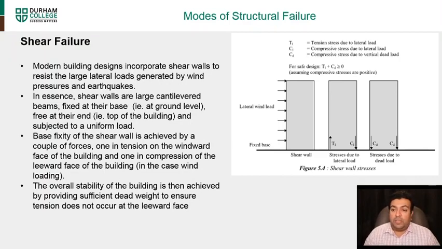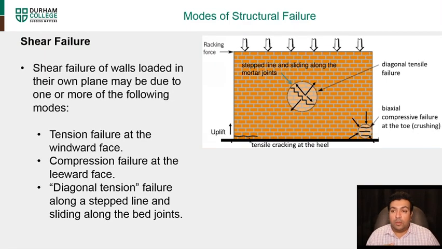So base fixity of the shear wall is achieved by a couple of forces, one in tension on the windward face of the building, and in compression on the leeward face. So you'll have tension wherever there's uplift, on the windward face, and then on the leeward side, you'll have compression. So the overall stability of the building is achieved by providing sufficient dead weight to ensure the tension does not occur at the leeward face. So we have to put enough dead weight that it does not just uplift itself in tension.